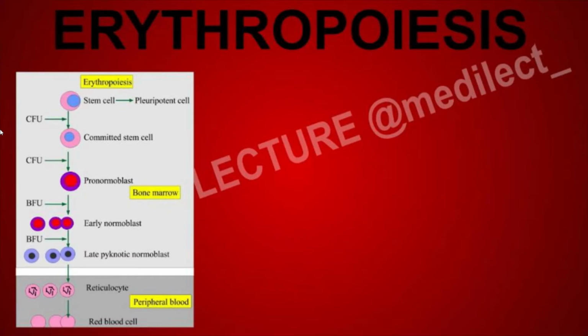Now this is the whole set of stages for the formation of red blood cells. RBCs originate from the pluripotent stem cells and pass through successive stages to end up as red blood cells. First there is the pluripotent stem cell, then the pronormoblast stage, then the early normoblast, then the intermediate normoblast, then the late normoblast, then the reticulocyte stage, and finally the red blood cells.